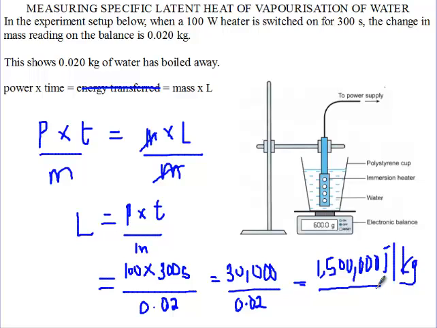Now remember, in experiments, there are errors bound to happen if the right precautions are not taken. So over here, we can say that energy was lost to the surroundings. So that means that the latent heat of vaporization wasn't exactly the amount that we were looking for.